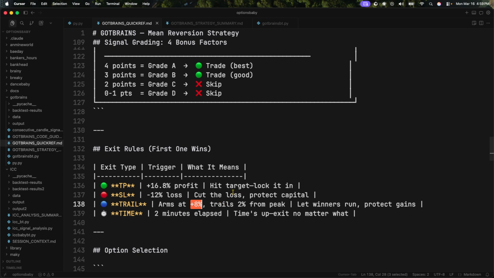And then the distance is going to be 2%. So what does that mean? All right, I'm up 8% and I'm going to activate my trailing take profit. And then if I ever drop 2%, no, wait, back up.